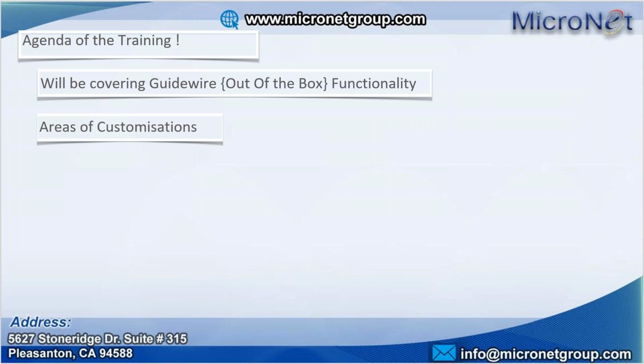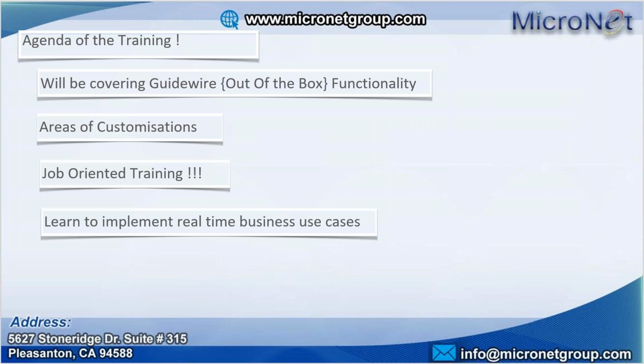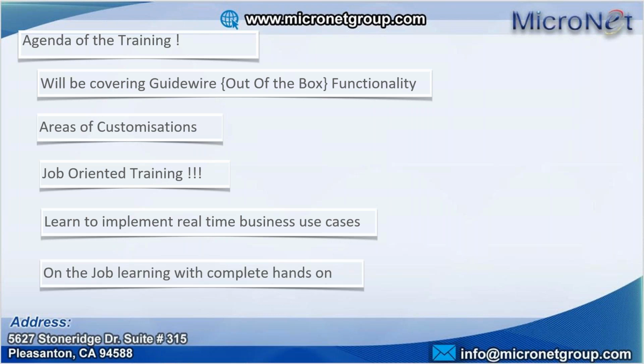It is completely job-oriented training. These companies take the training for their existing employees, and we train them so that they can become productive on their own. If you are taking this training, we will teach you how this customization happens. You will learn to implement real-time business use cases, which you can present as your real-time implementation experience and apply for jobs. We will give on-the-job learning with complete hands-on. That would be the total agenda of the training at a higher level.